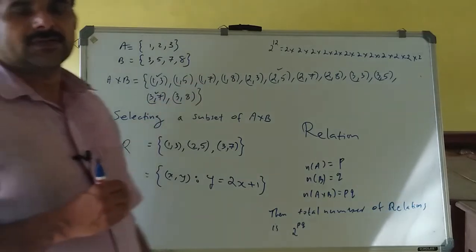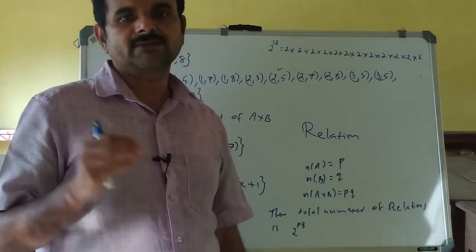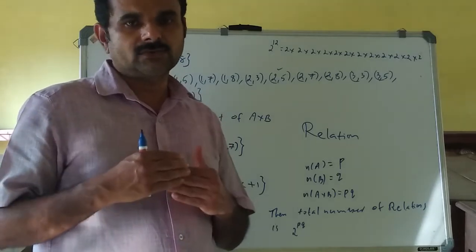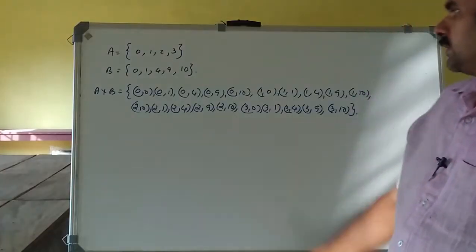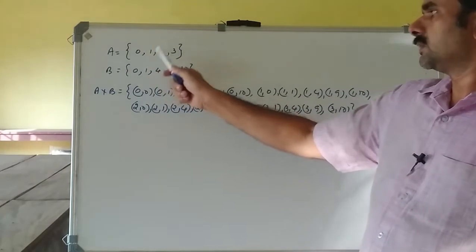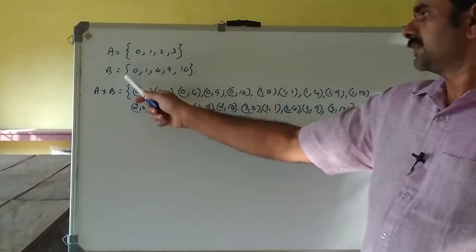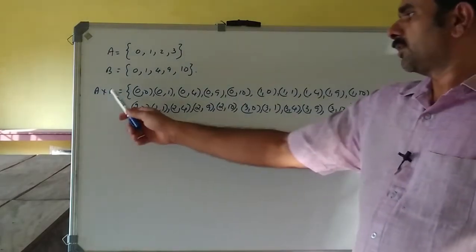Okay, so now we are entering into our chapter relations and functions. So I think you all know well the term relations. Two sets A and B are given. A is equal to the set 0, 1, 2, 3. B is equal to the set 0, 1, 4, 9 and 10. Then A cross B is what?